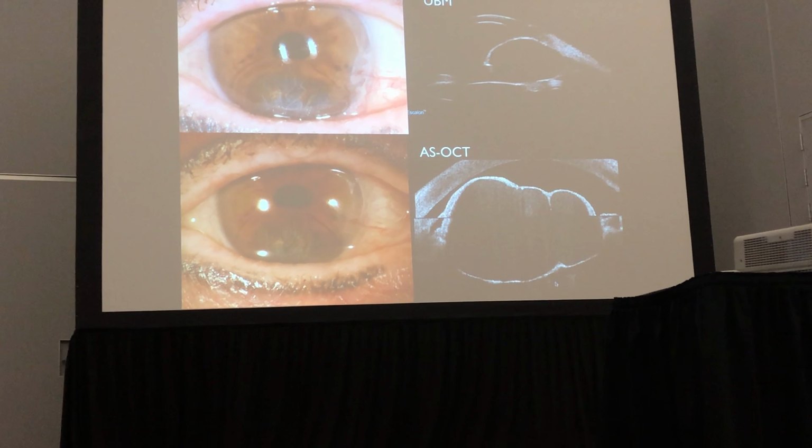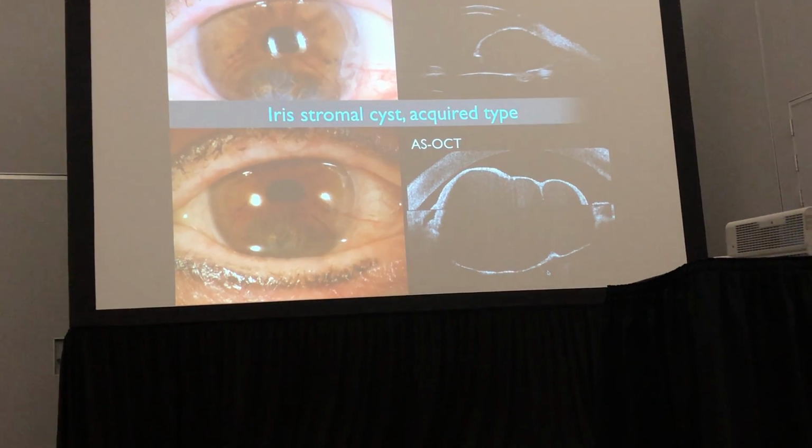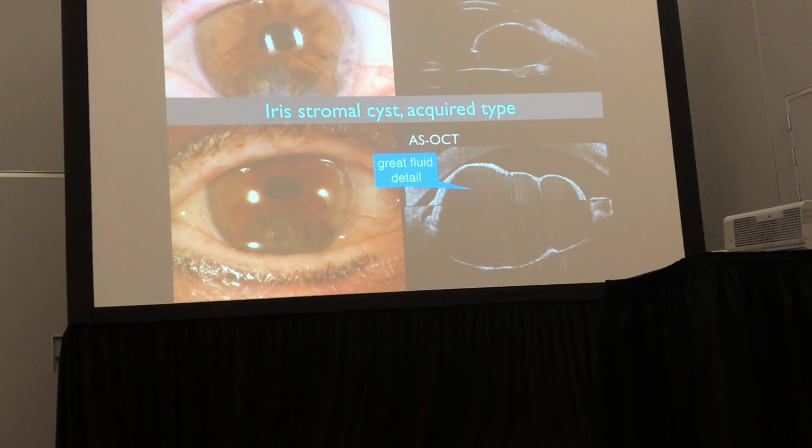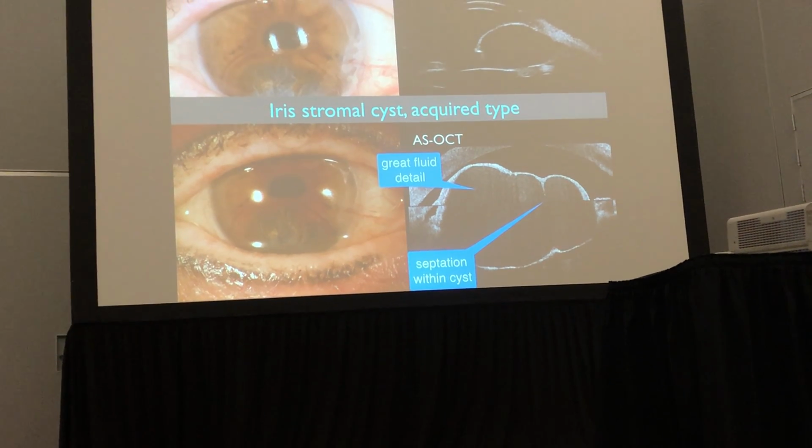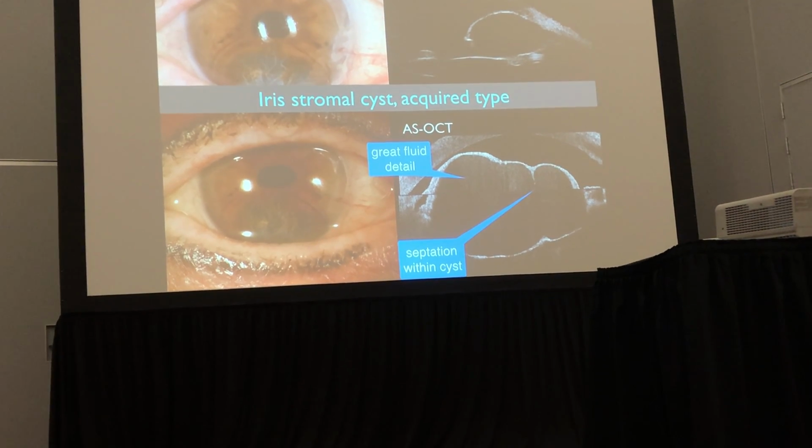We can see the front and back margins, and we can also see the quality of the fluid within it, and we can see septations within these cysts. And this is, of course, a non-contact ASOCT.